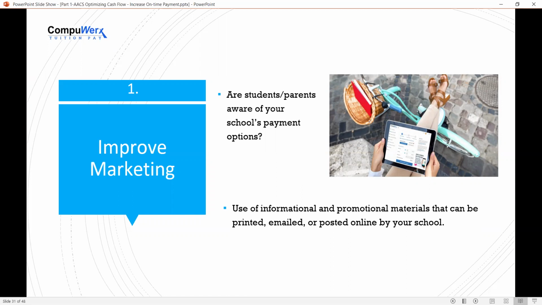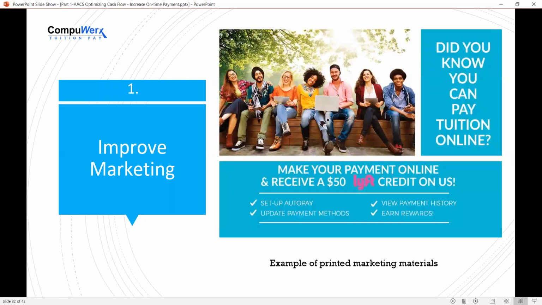Use informational and promotional materials that could be printed, emailed, or posted on your school website and social media sites. Let everybody know this is available, and that your school is willing to work with students on various payment plans, so they don't have to get a loan to be in your school and get an education. So here are a few examples.